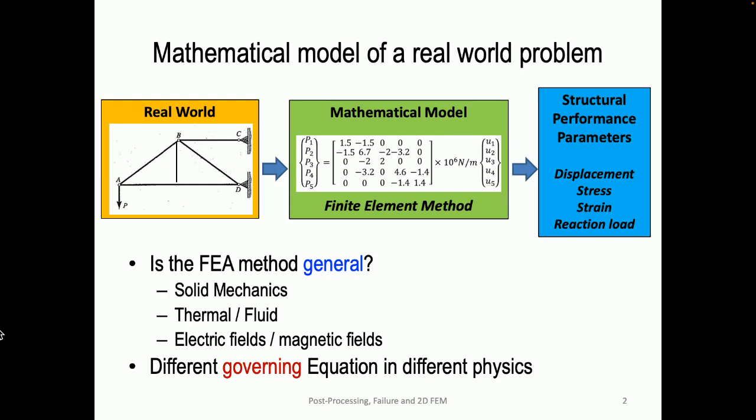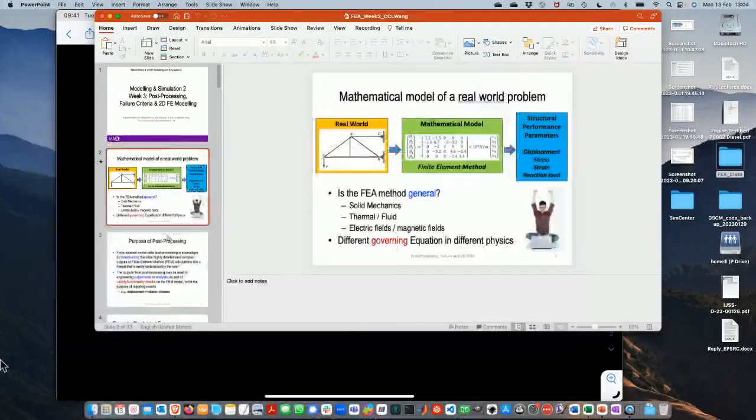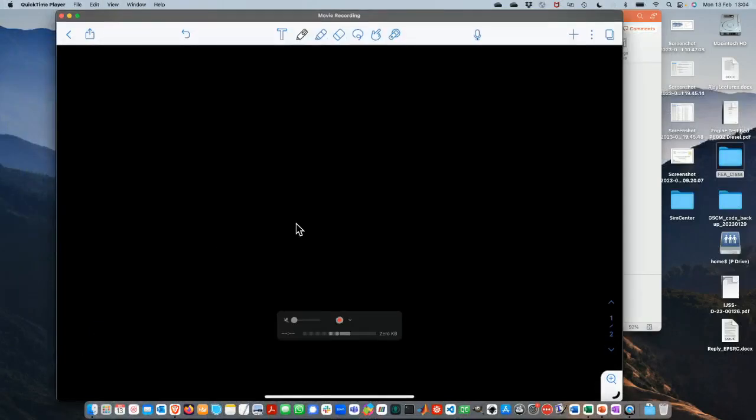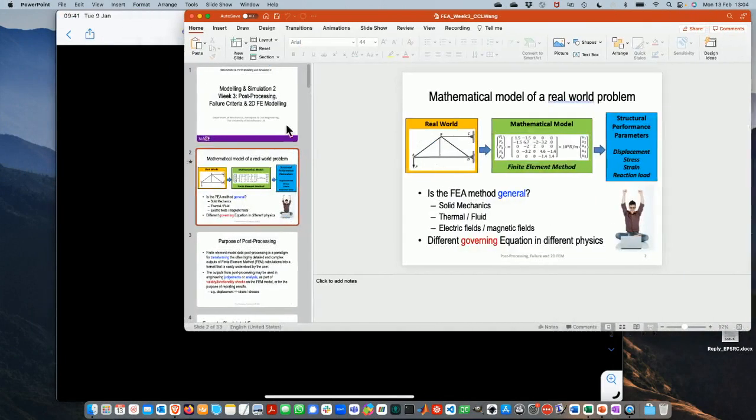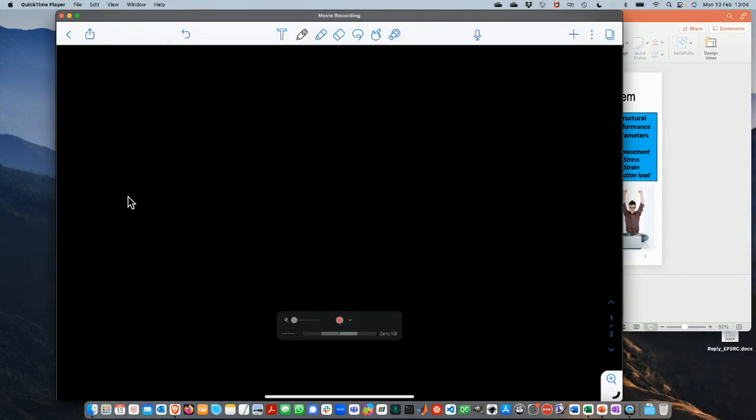So let's just take a brief recap of what we have done so far. I'll probably give you a slightly different perspective than what Charlie has been talking about. So what do you understand of finite element? We said we are doing finite elements, but what is finite element essentially doing?